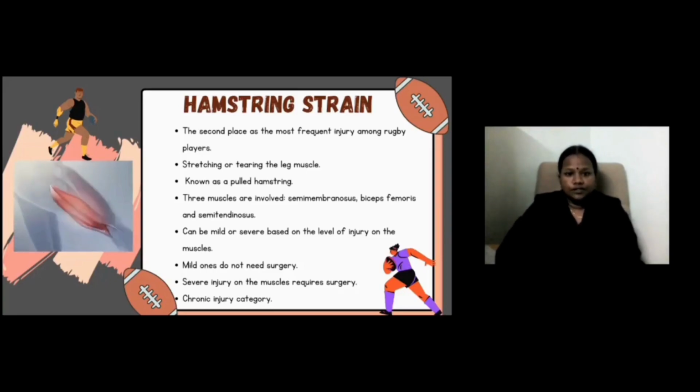It is based on the level of injury on the muscles, which is divided into grades, and I will be explaining in detail in upcoming slides. The mild strain does not need surgery, whereas the severe ones do need surgery. Hamstring strain falls under chronic injury, which means injuries caused by continuous or repetitive pressure, force, or stress on a particular body part for an extended period. Rugby players need to be agile and involve fast leg movement. Due to that, players have to put continuous pressure on their legs in order to move fast and quick, which results in hamstring strain.